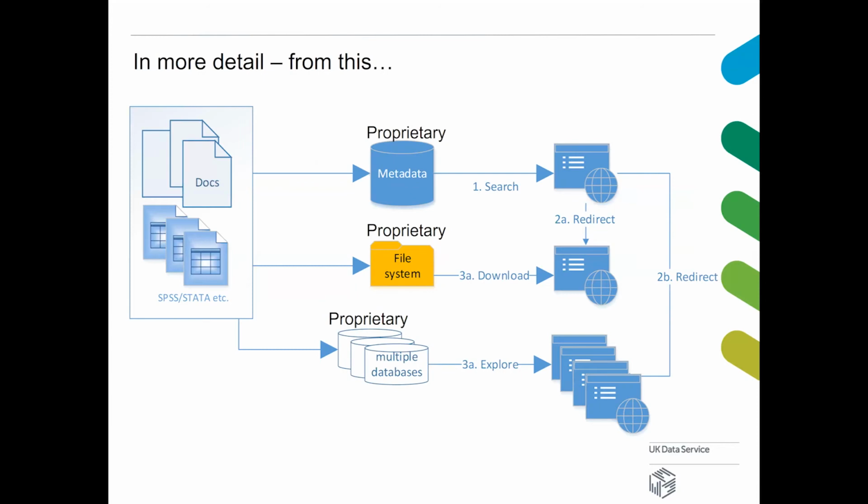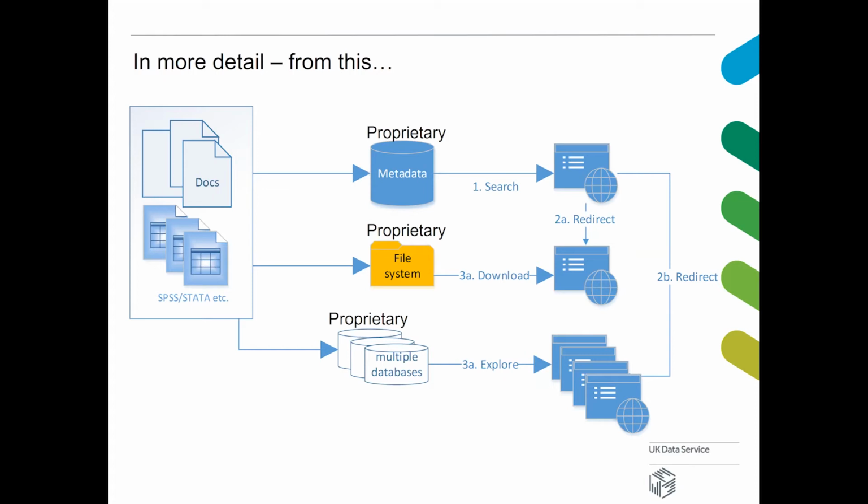So, firming that high-level conceptual idea up a little bit, our current repository looks something like this. So we have static SPSS files, PDF documentation. The metadata goes into a proprietary database. The data rather goes into a proprietary file system. Now, when you go to the website, you will do a search. You will use the metadata to do that.